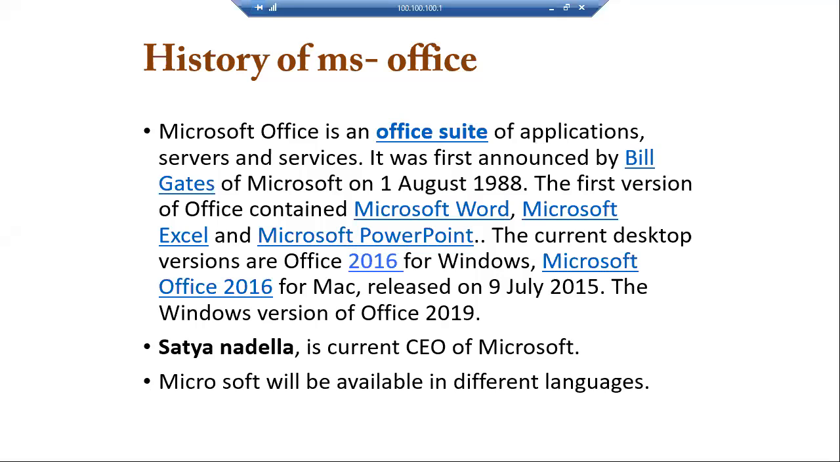Microsoft was introduced by Bill Gates, one of the richest persons in the world. Microsoft Office was introduced on 1st August 1988. The version released in 1988 had Word, Excel, PPT, and Access. Later, other applications like OneNote, Publisher, and Skype were released. We have a new version, 2019, released in December 2020, which has a few changes. I'll explain the changes later. The present CEO of Microsoft is Satya Nadella. Microsoft is also available in different languages, including foreign languages.